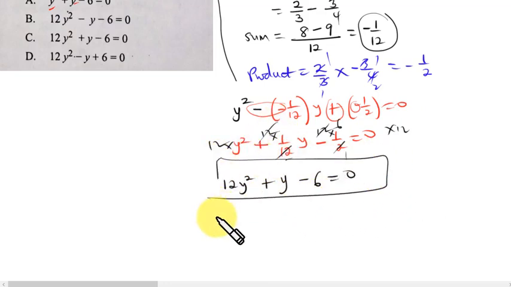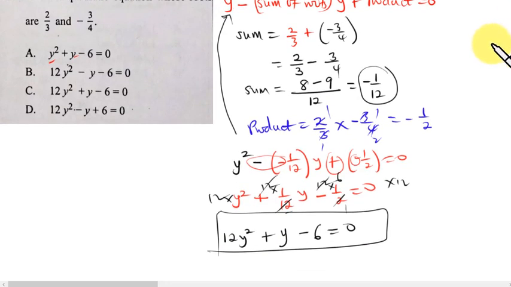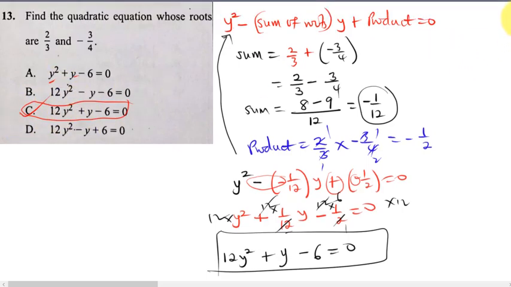So this is the equation we are looking for: 12y squared plus y minus 6. And of course, this is option C. So this is the correct answer. Now let's look at another way that we can solve this question.